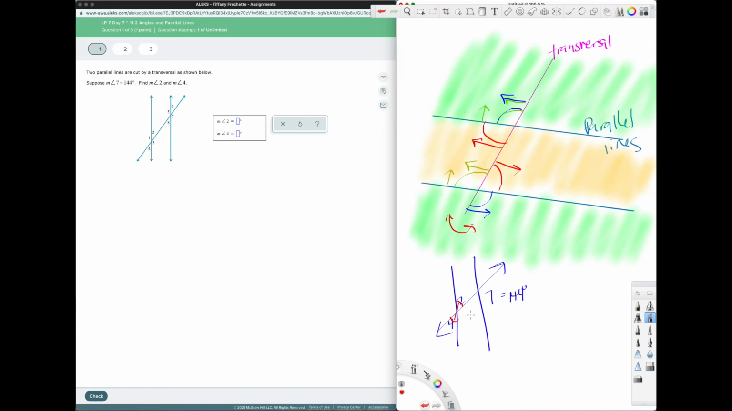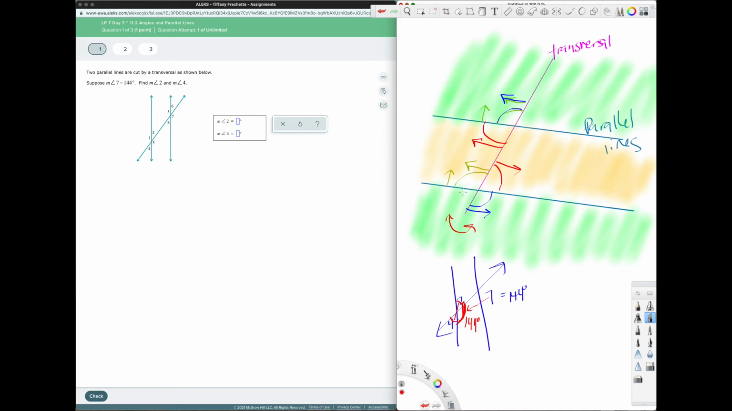So we need to think about how we can apply these rules to get from angle 7 over to angle 4 and 2. There's a couple of different options, actually. It totally depends on what we see here. I can take angle 7 and look at corresponding angles, because I can scooch it down over here. They're both in the same relative position. So this one here would be 144. And that's corresponding angles.